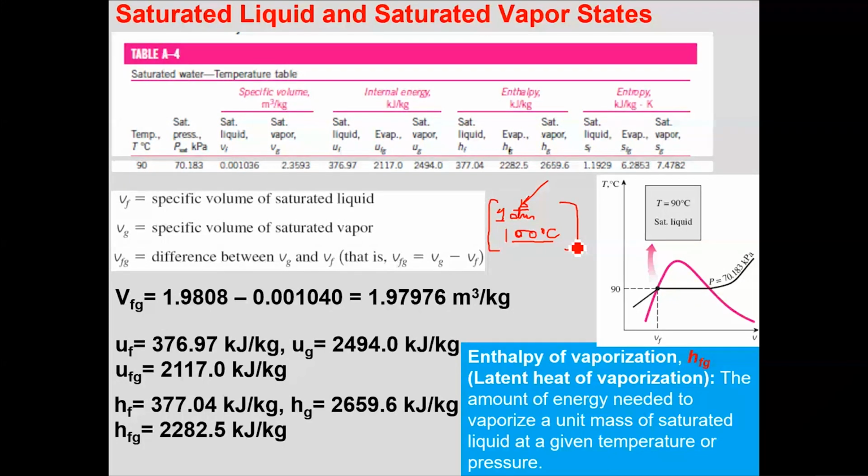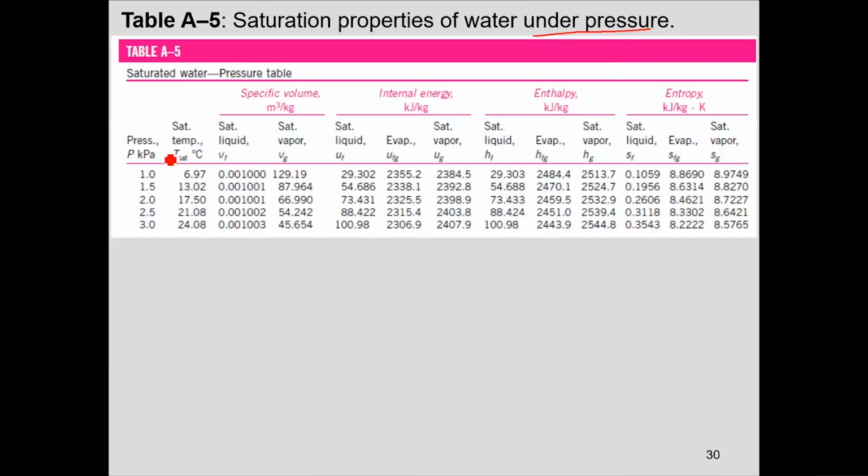Anyways, so far is table A4 clear to you? All right. Moving on, we have the saturation properties of water under pressure table. This is a table where we are expressing the values under pressure. The first column is pressure and the second column is saturation temperature, so now I am expressing saturation temperature in regards to specific pressure.